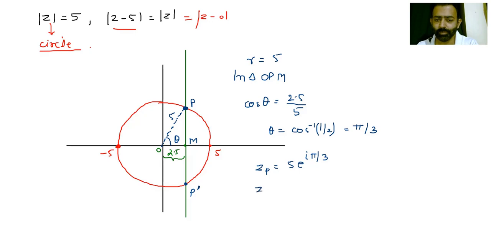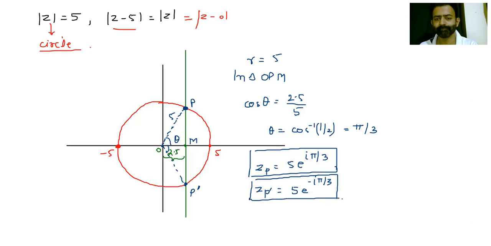And similarly z of P dash will be just the mirror image or the conjugate of this, so whatever is the angle made by P, the angle here will be just the negative of this theta, because we are measuring angle clockwise. So z of P dash will have the same magnitude, and it will be 5 e raised to power minus i pi by 3, okay. So these are our two complex numbers which are common to both the loci.